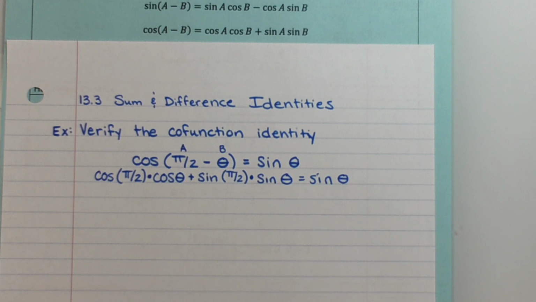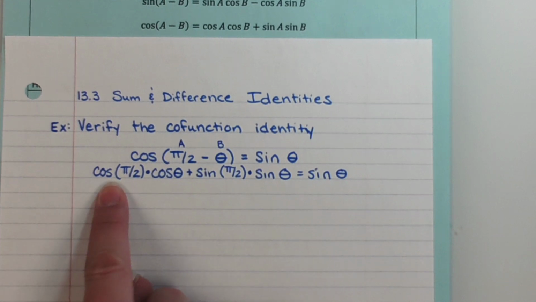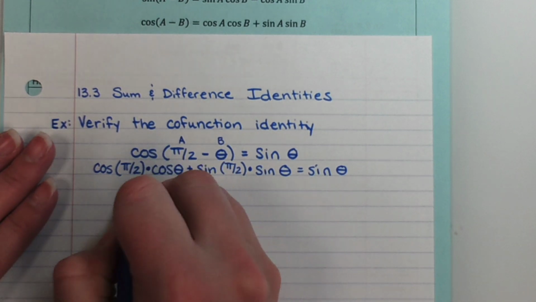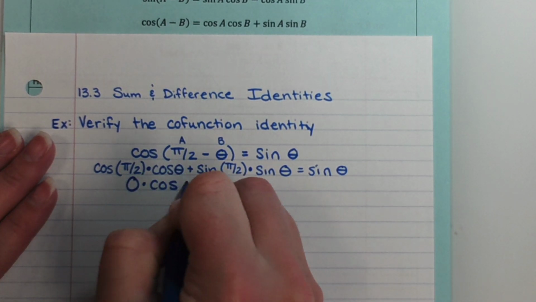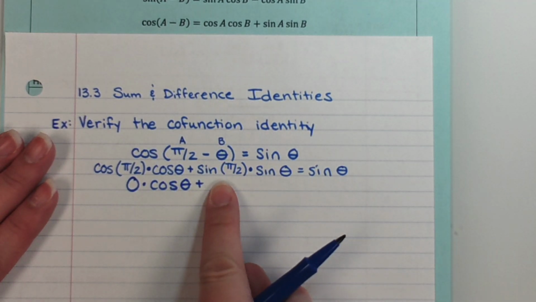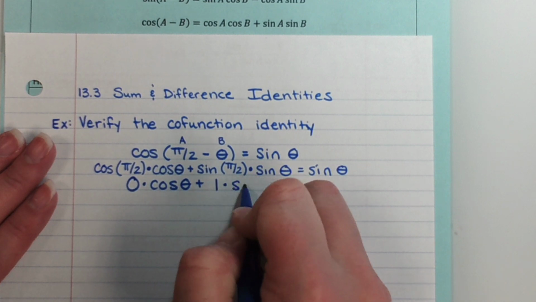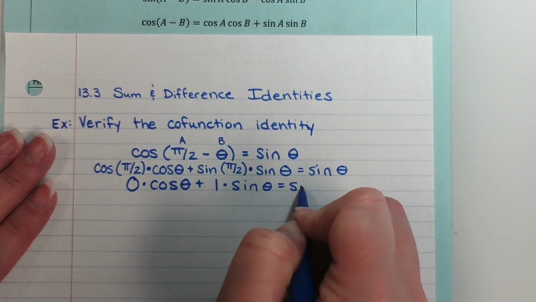Do you notice you have trig of a known angle? Don't we know trig of pi over 2? Isn't it maybe on the unit circle? Find pi over 2. What's cosine of it? 0. 0 times cosine of theta plus sine of pi over 2. What's sine of that angle? 1 times sine of theta equals sine of theta.